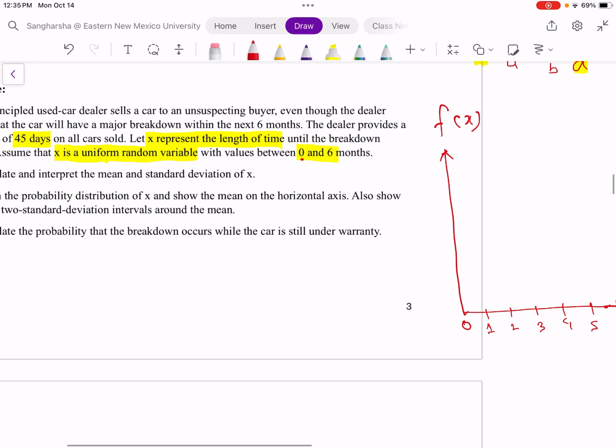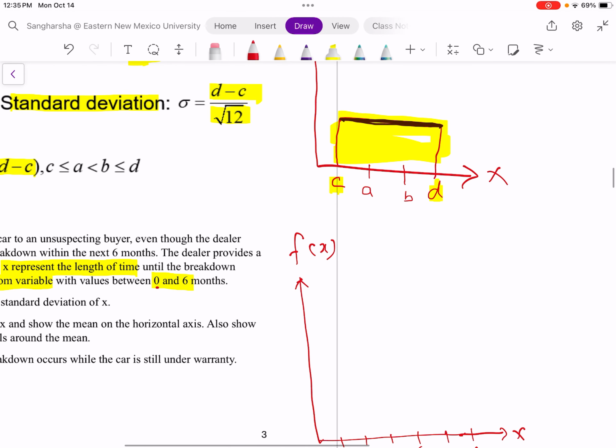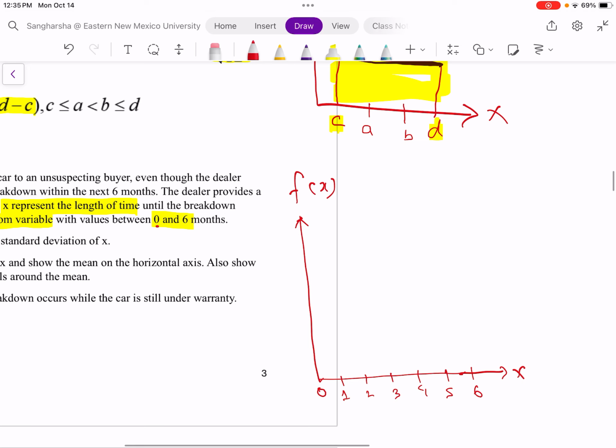Now, so we have 0 months. What do we use to represent this 0 out of A, B, C, D? Now, we have this figure to compare. So, what will be C? Yes, so our C is 0. And what is our D? 6. So, this is D.